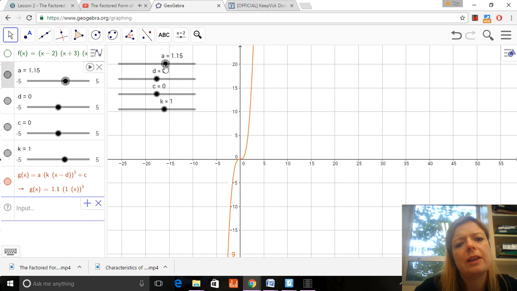Quintic, so its default then, what's the end behavior like? No change. If D is 0, that's actually, let's go down to K.